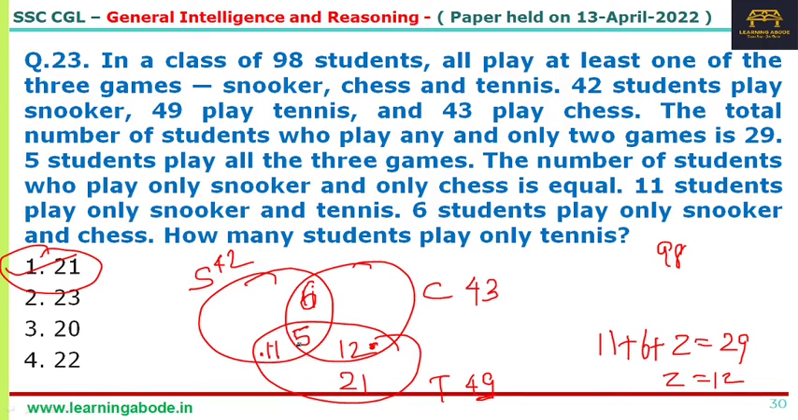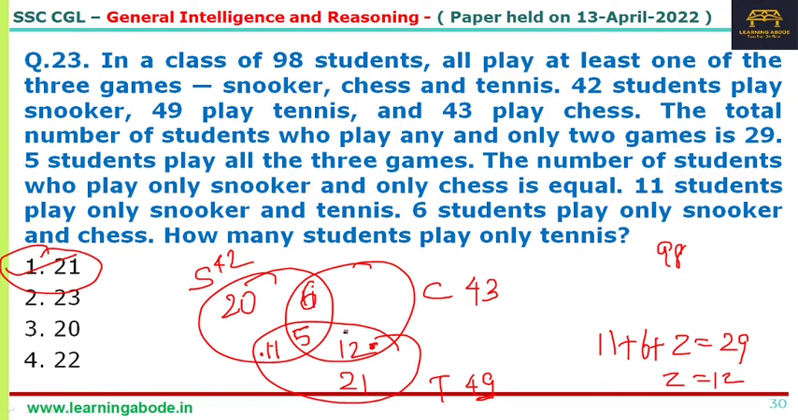Okay, if you want the other values also, it's very easy to find. So 11 and 5 is 16, just for confirmation purpose. 16 plus 6 is 22. Now the total is 42. If the other part is 22, now this is 20.